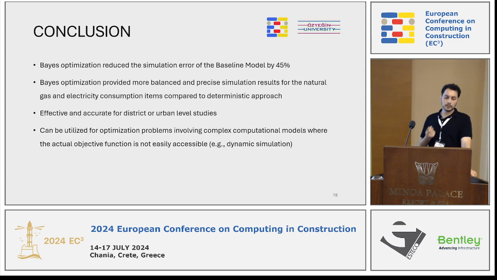So let's conclude. We see that the Bayesian model decreased the baseline model simulation error by 45%, and we saw that the Bayesian model provided more balanced and precise simulation results compared to the deterministic approach based on natural gas and electricity items. So this model is effective and accurate for district or urban level studies, and it can be utilized for the urban building energy performance assessment with the dynamic simulation, where the actual objective function is not easily accessible.